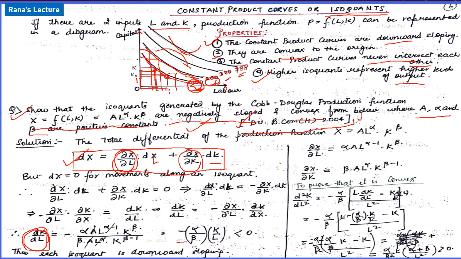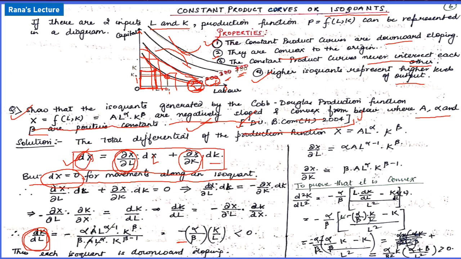You also have to remember that dx is equal to 0 for movements along an isoquant. Since isoquants represent equal quantities, any movement along an isoquant gives dx equal to 0. That is, dx is equal to 0.